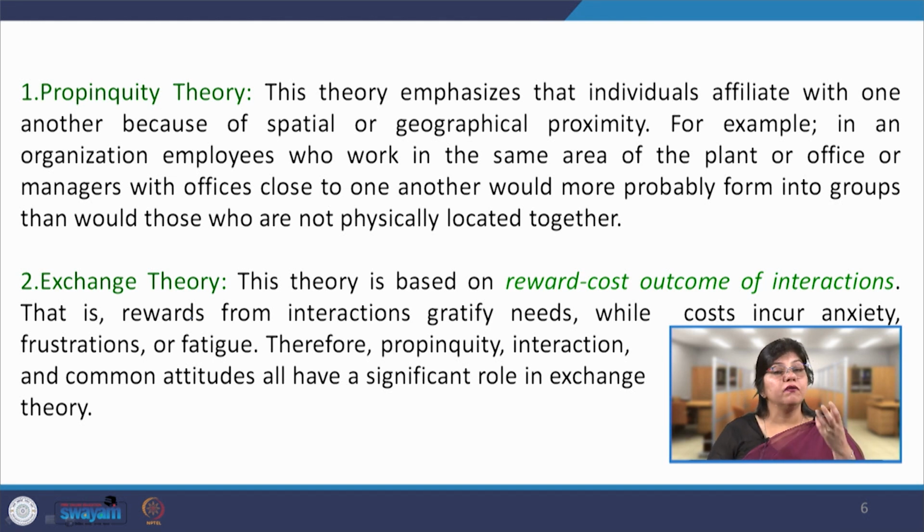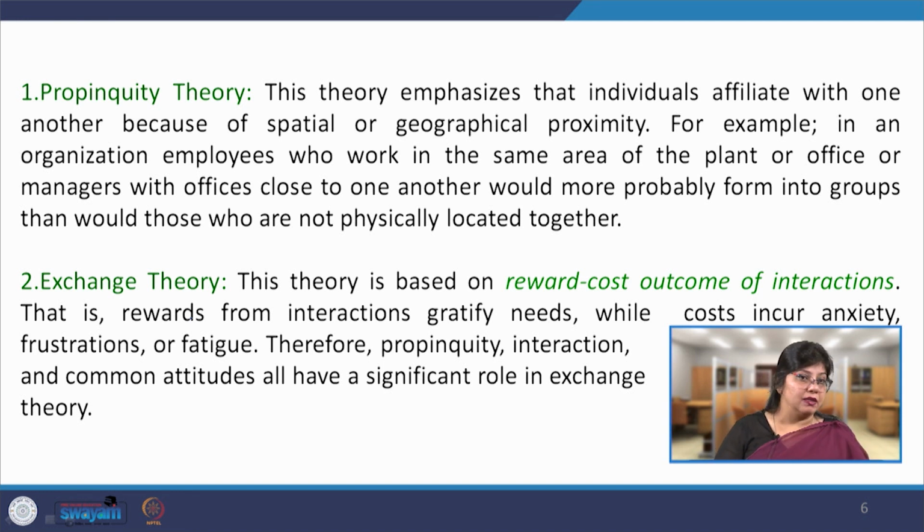They automatically form a group of 2 or 4 or more people within that proximity, and they tend to share their feelings and emotions with each other. For example, in any organization, employees who work in the same area of the plant or office and the managers who are sitting close to one another probably have more chances to interact, and they form a group, which makes it easy for them to interact in day to day life.